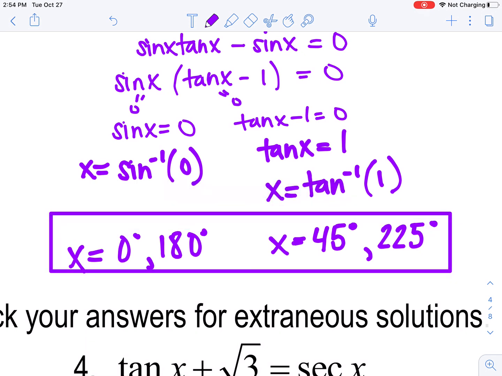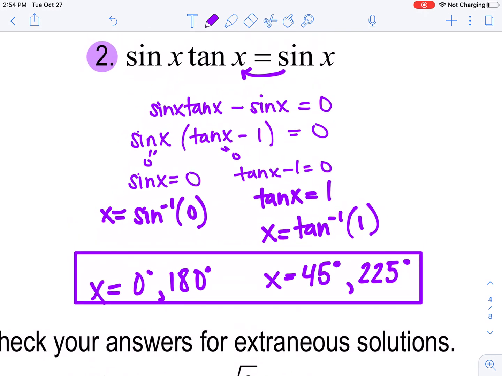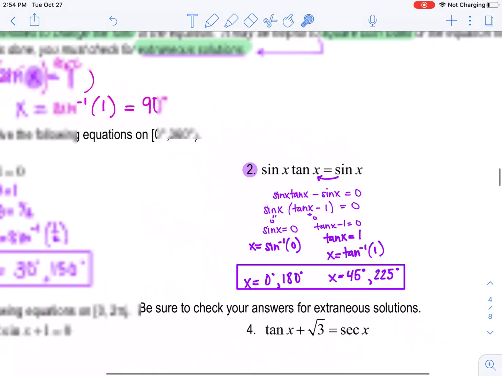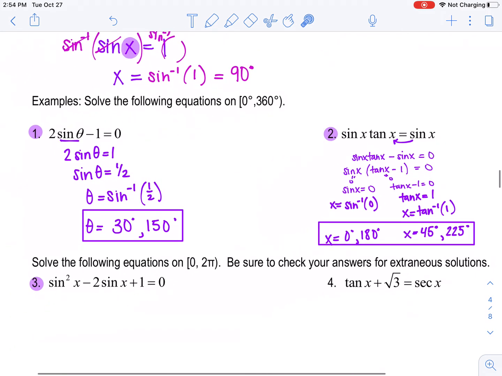Okay, again, because there was more than one trig function in the beginning, we had to rearrange and set it equal to 0 and then factor. So here you see two quick examples of how we're going to use these inverse functions to solve equations.